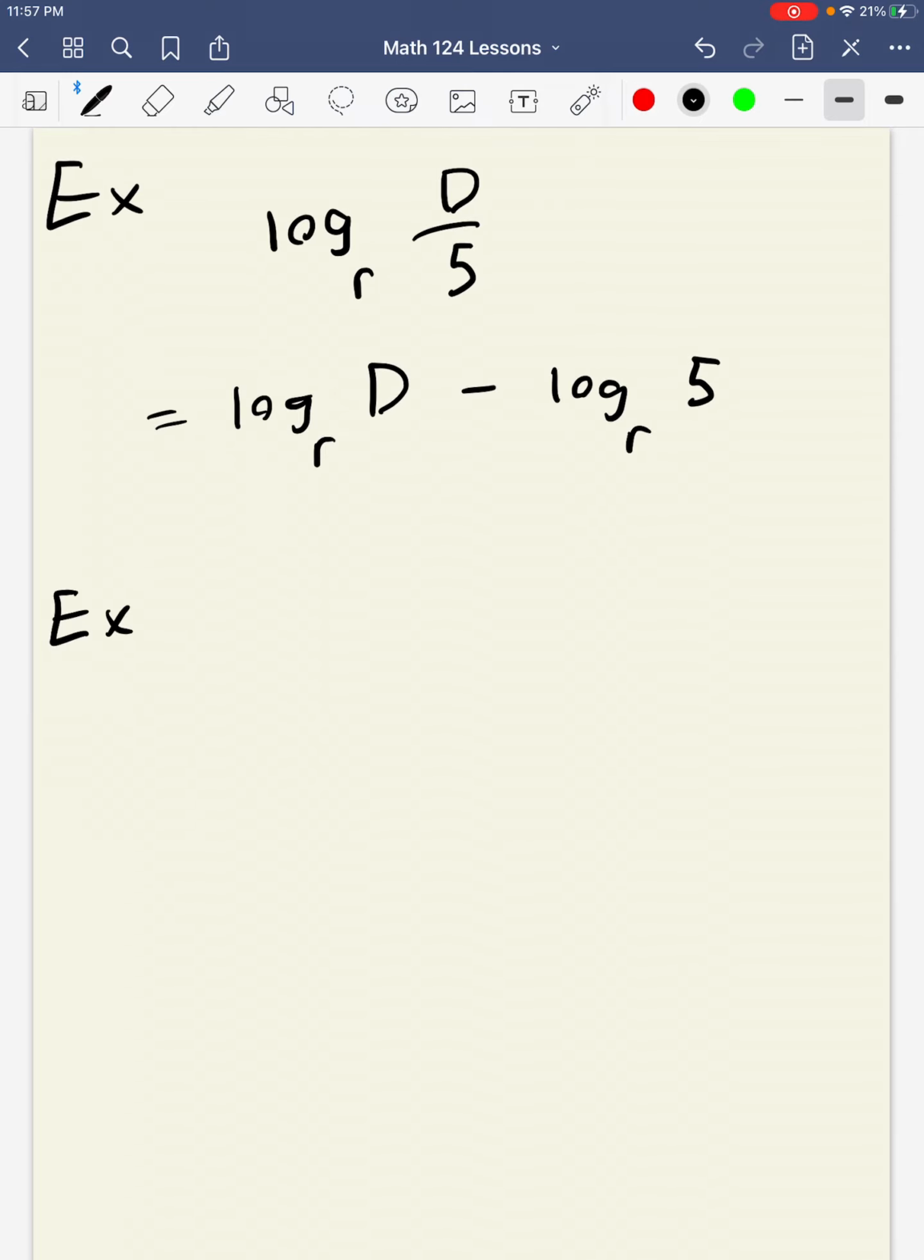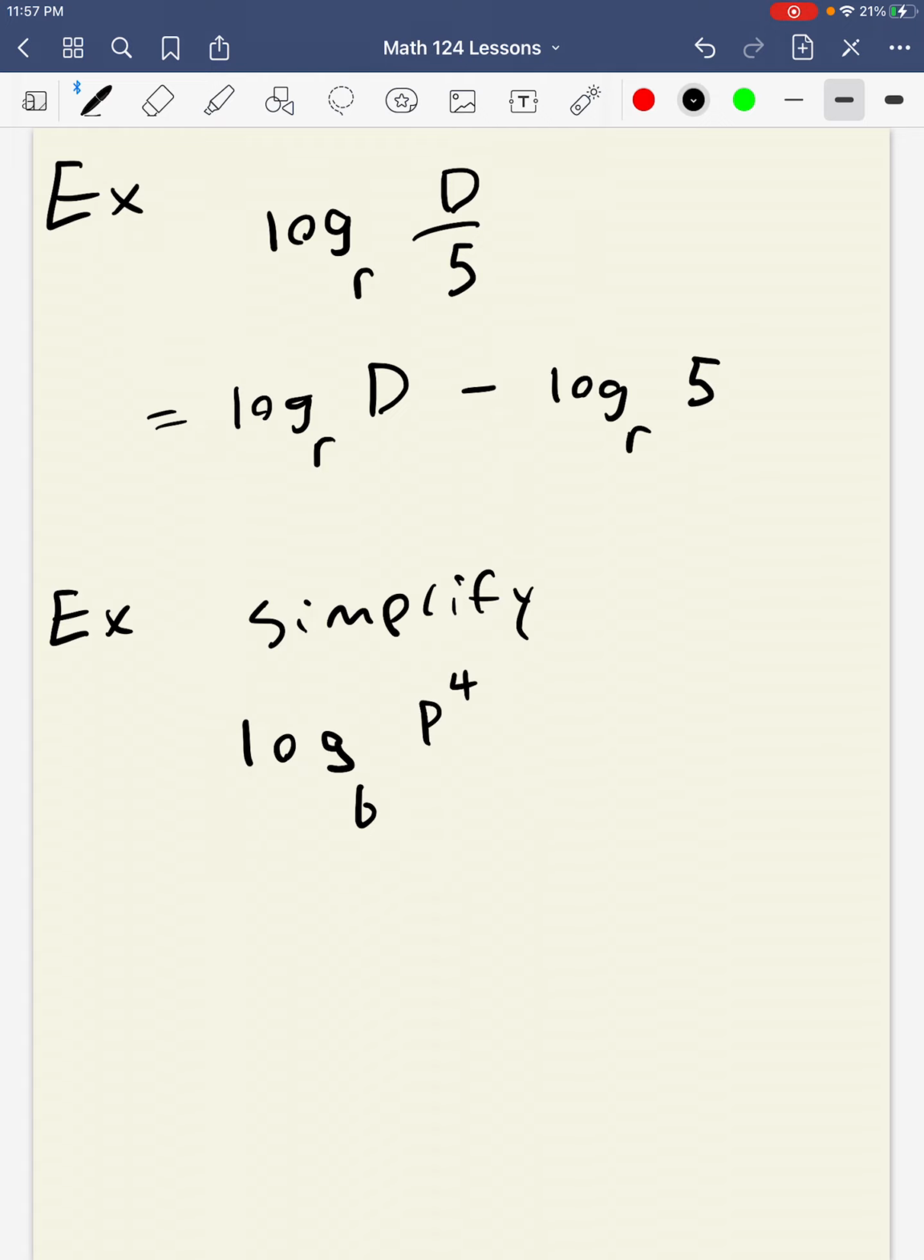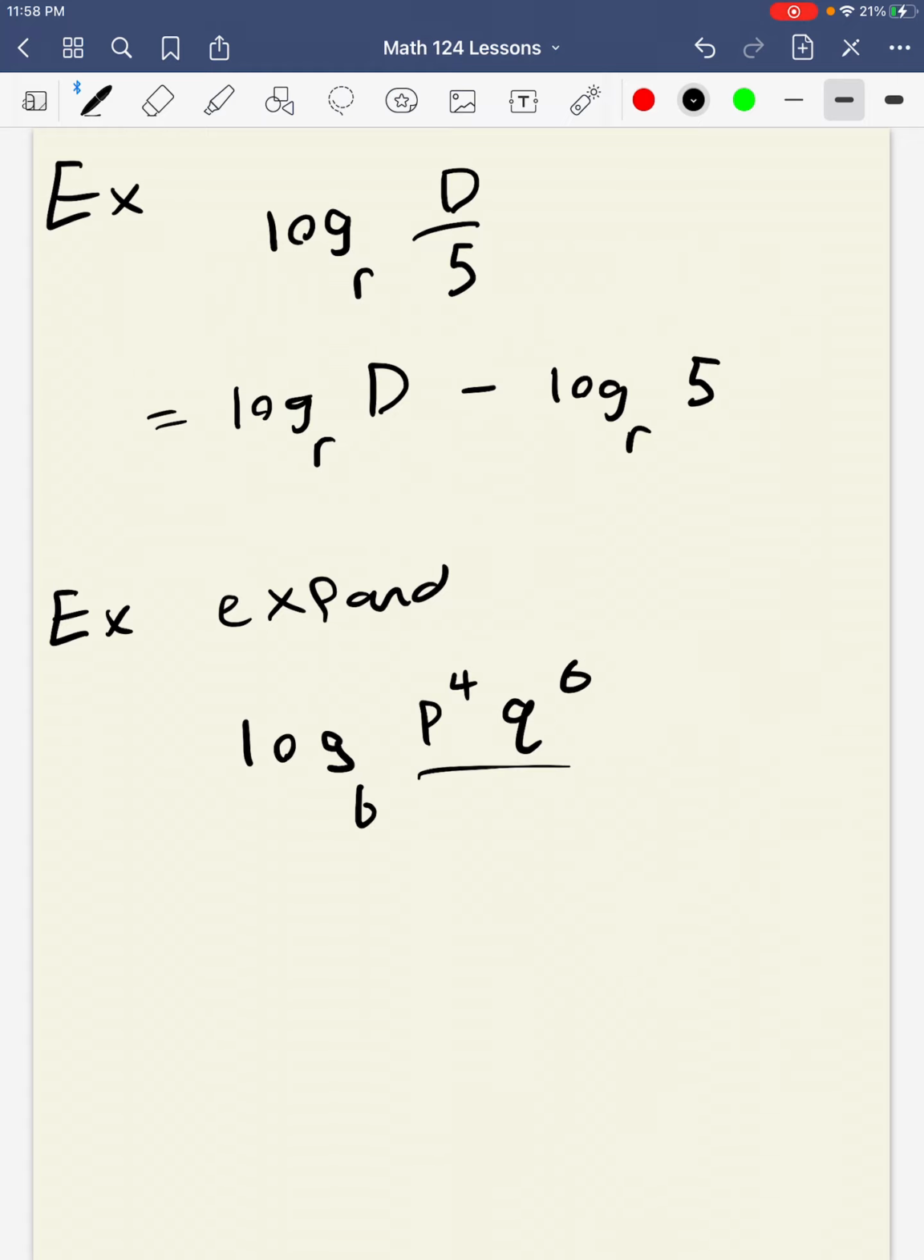Okay, so now that we're more comfortable using these properties, let's use them all at once. Let's simplify the following: the log base b of p to the 4th. Maybe simplify isn't the right word because I'm kind of making it more messy. Expand is maybe a better word. Let's expand this logarithm: log base b of p to the 4th, q to the 6th, over m to the 5th, b to the 9th.